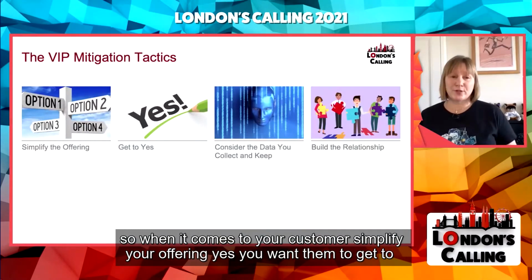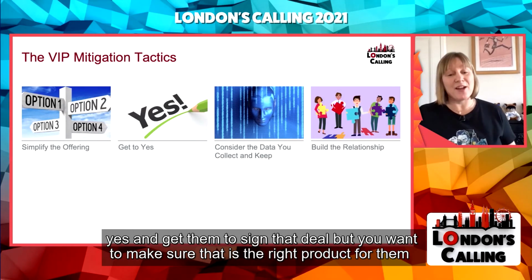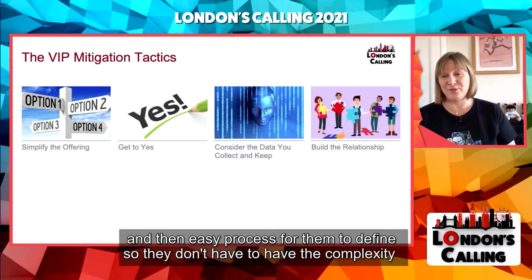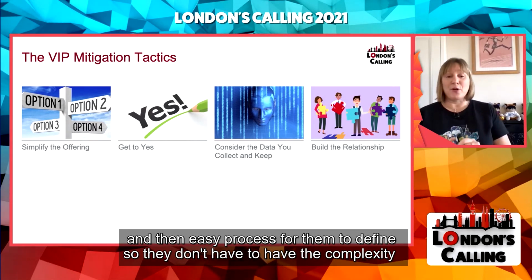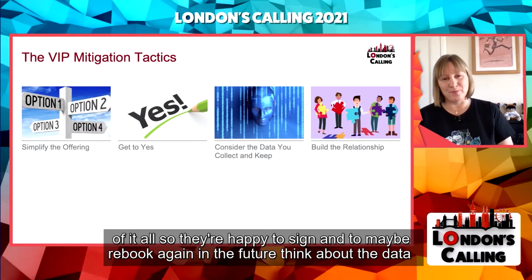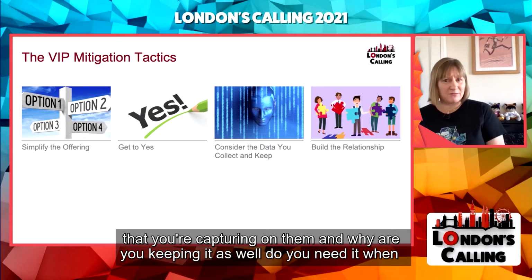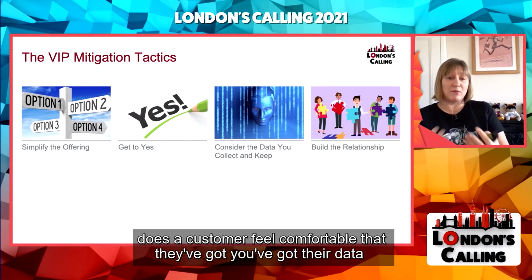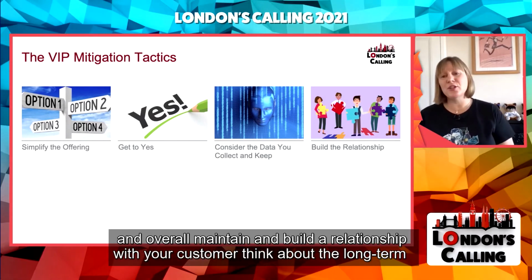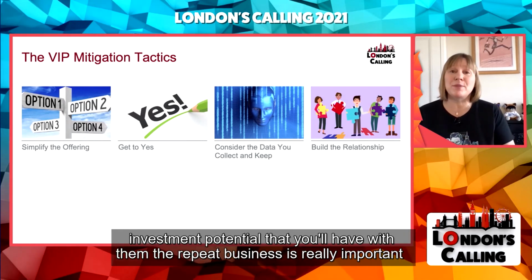So when it comes to your customer, simplify your offering. Yes, you want them to get to yes and get them to sign that deal, but you want to make sure that it is the right product for them and an easy process for them to define, so they don't have to have the complexity of it all, so they're happy to sign and to maybe rebook again in the future. Think about the data that you're capturing on them and why are you keeping it as well. Do you need it? When does a customer feel comfortable that you've got their data? And overall, maintain and build a relationship with your customer. Think about the long-term investment potential that you'll have with them. The repeat business is really important.